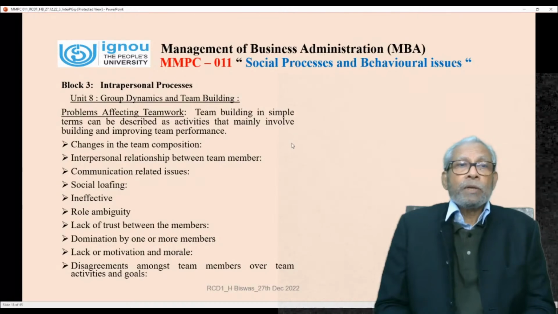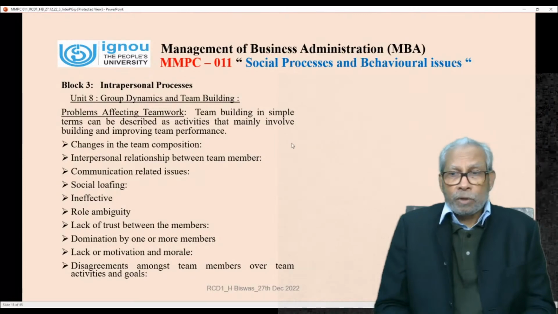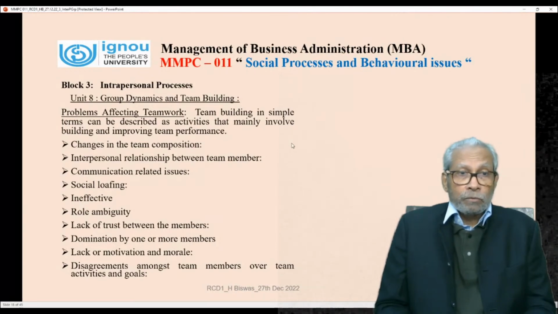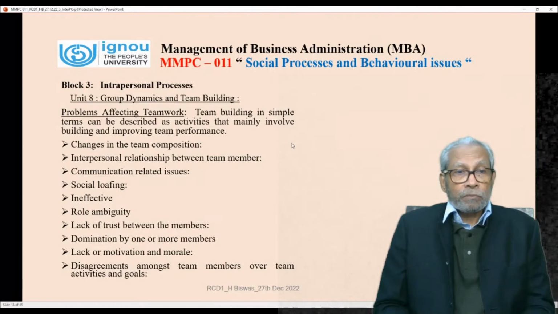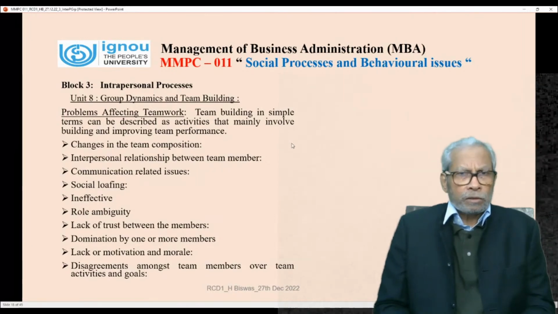Team building in simple terms can be described as activities that mainly involve building and improving the team performance. Changes in the team composition, interpersonal relationship with the team members. Communication is another aspect. Social loafing, you have to have socially togetherness. Effective and ineffective conditions are all part of the affecting factors. Role ambiguity: if the role is not specified correctly, or some sort of ambiguities are there, then it also affects your team building.